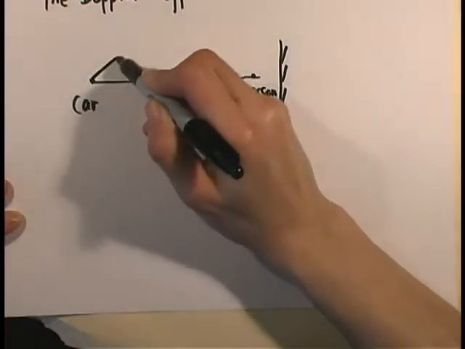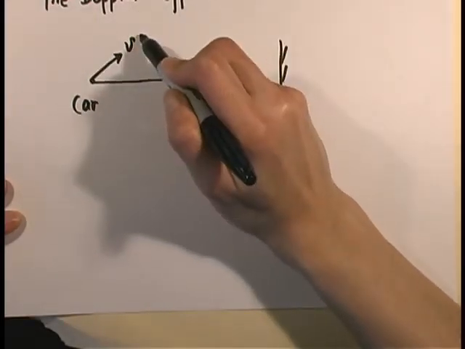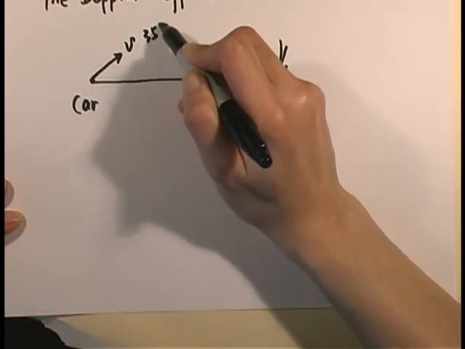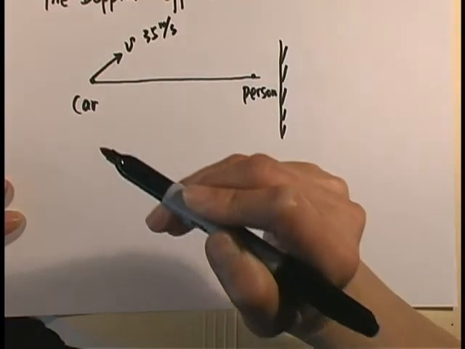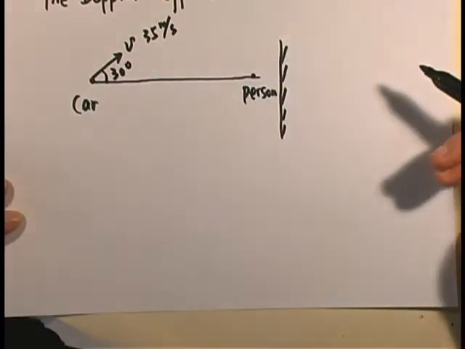Now what if the car has a velocity, say at 35 meters per second, and with an angle 30 degrees with respect to the line of car and person?